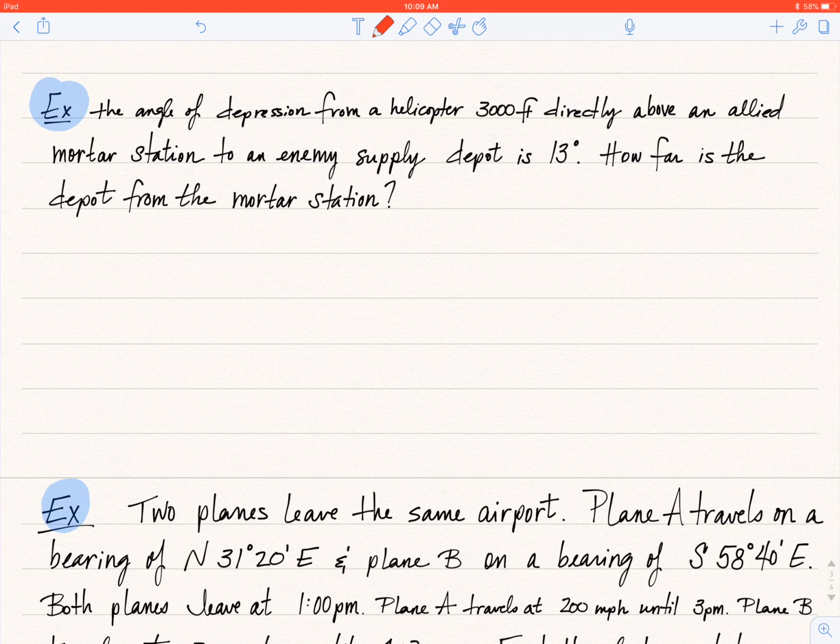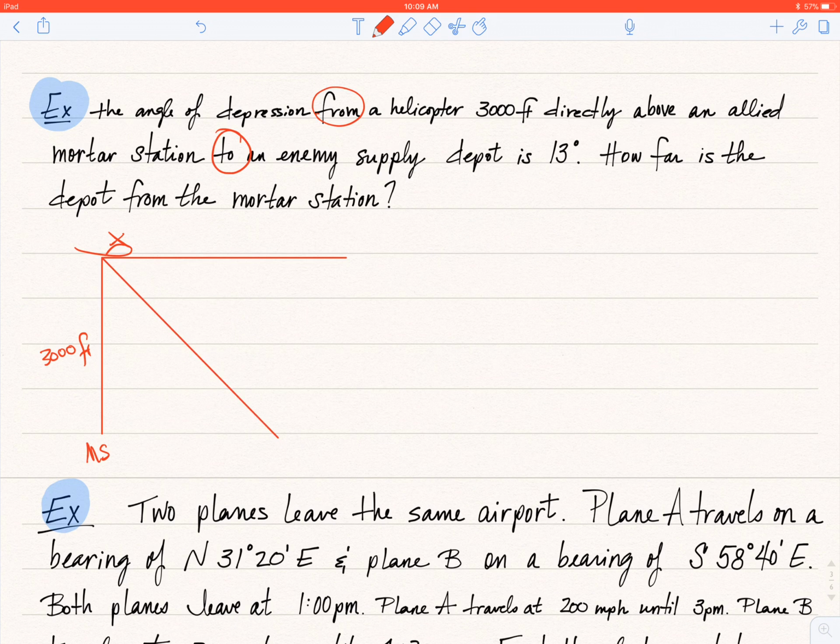I have a helicopter that's above a mortar station. I'm going to call it MS for mortar station. And it's 3,000 feet above that mortar station. This is my helicopter. And it says that from the helicopter, I have an angle of depression. Remember, that angle of depression has to start at the horizontal. And my angle of depression goes to a supply depot. So from the helicopter to a supply depot, I'm going to call it SD for supply depot, that angle is 13 degrees. So starting at the horizontal and working my way down, I have a 13-degree angle.